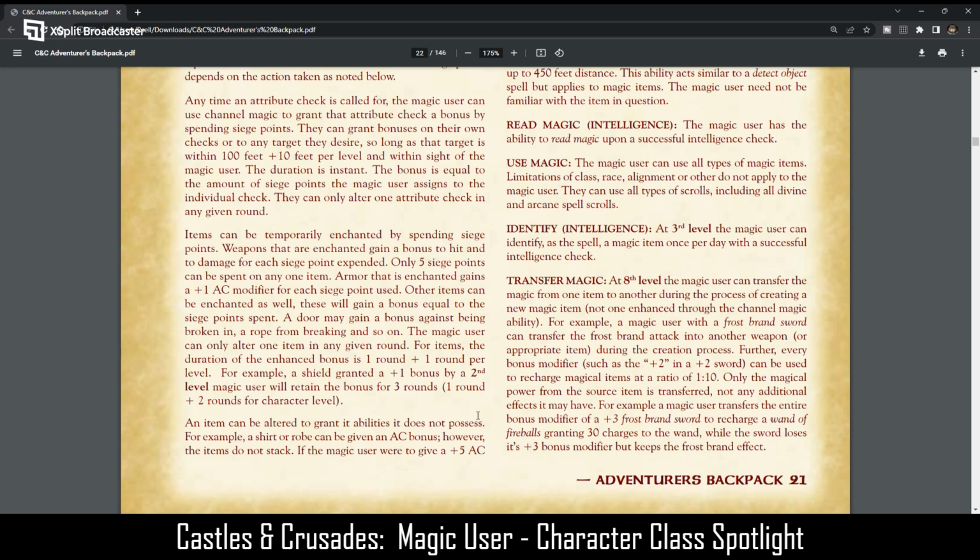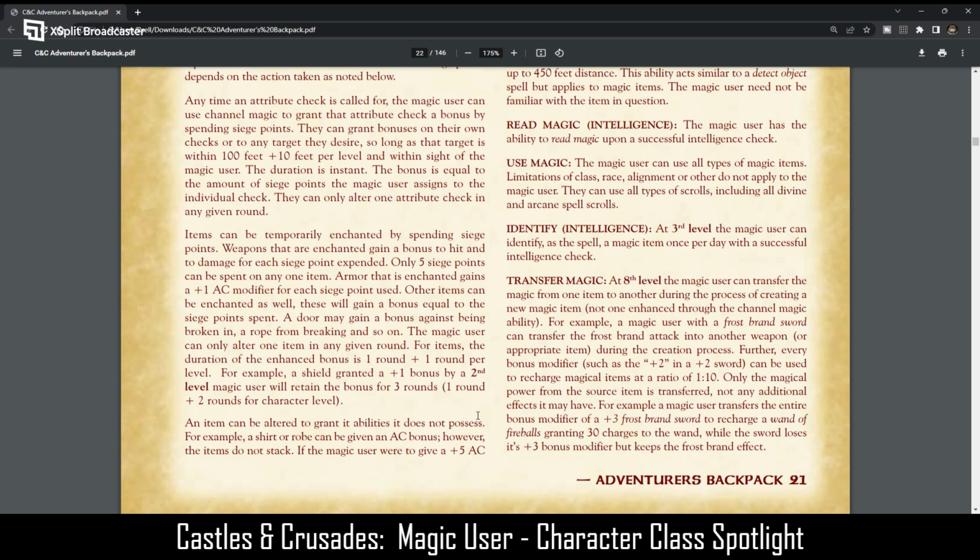For example, a magic user transfers the entire bonus modifier of a +3 Frostbrand sword to recharge a wand of fireballs, granting 30 charges to the wand, while the sword loses its +3 bonus modifier but keeps the Frostbrand brand effect.